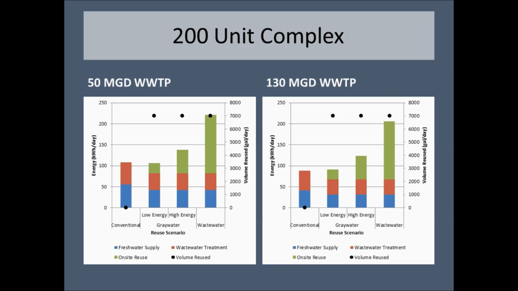So it's just the blue shows the energy to supply the fresh water, the red for wastewater treatment, the green is for on-site reuse energy, and the black dot shows the volume of reuse. Since this is just taking everything from the water supply and treating everything through the wastewater treatment plant, there's no energy to reuse because you're not reusing, and so there's no volume.